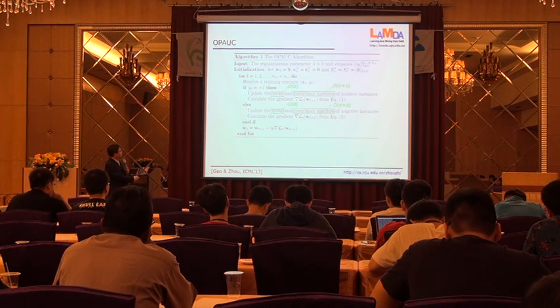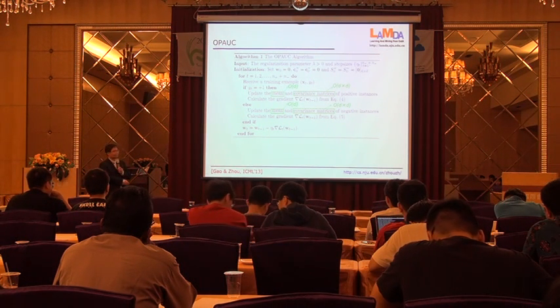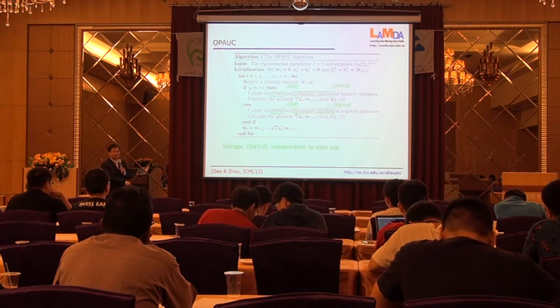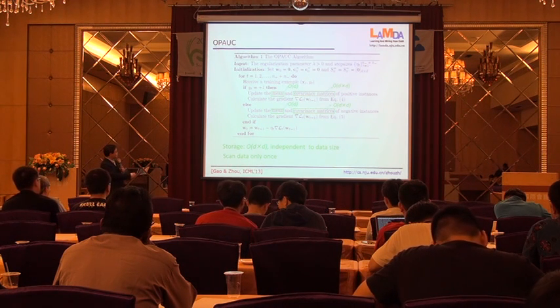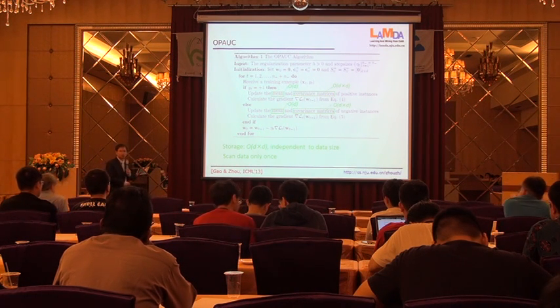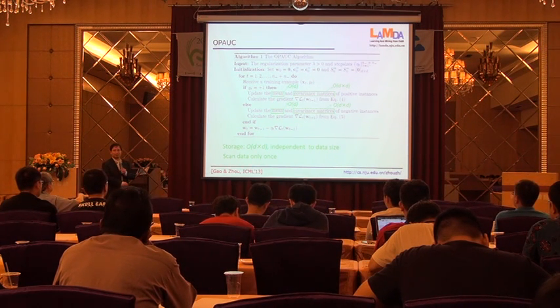So you can see D and D squared have nothing to do with the sample size N. That means the storage is independent of data size. Moreover, we only scan the data once. Once the data is received and used for the update, you can discard it. So this algorithm reaches our goal of one-pass AUC optimization. Once we have this algorithm, our real goal has been reached.